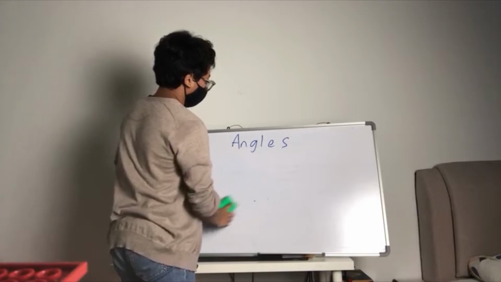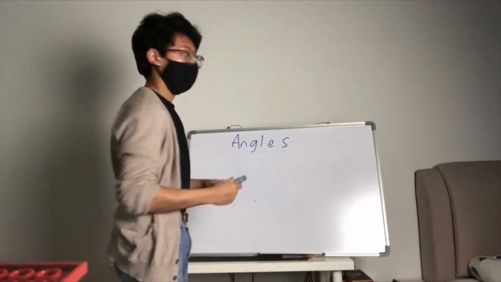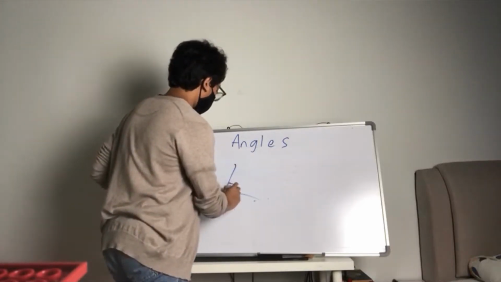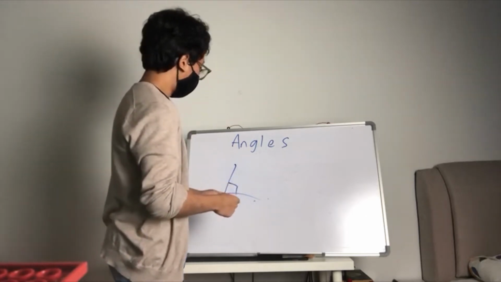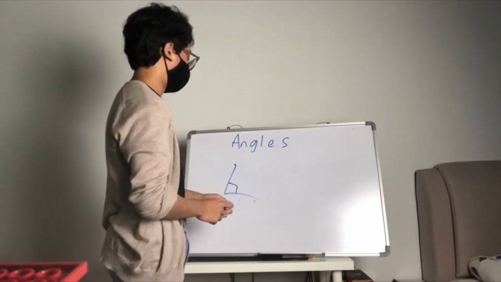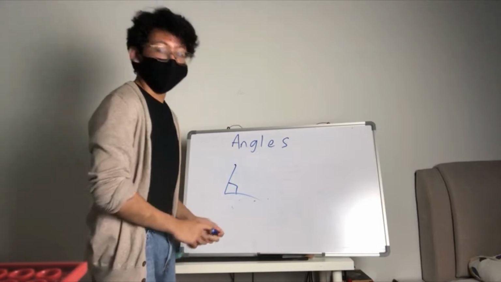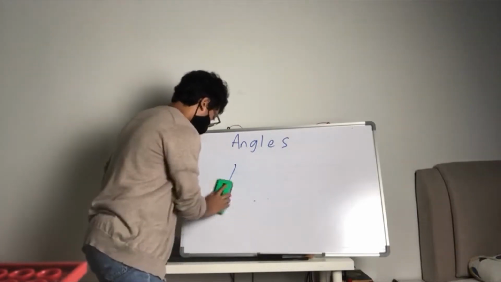Now the last angle would be a right angle, which is exactly 90 degrees. Perhaps it's not an accurate drawing of a right angle, because I'm not using a ruler, but who cares?